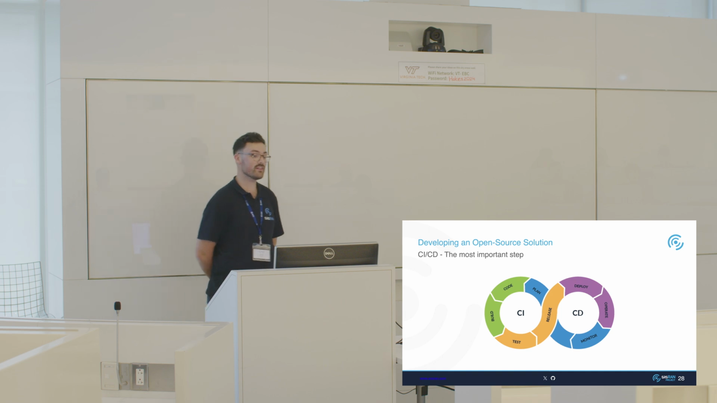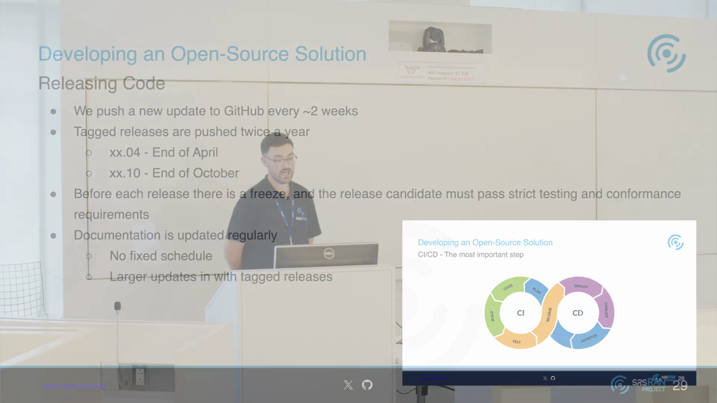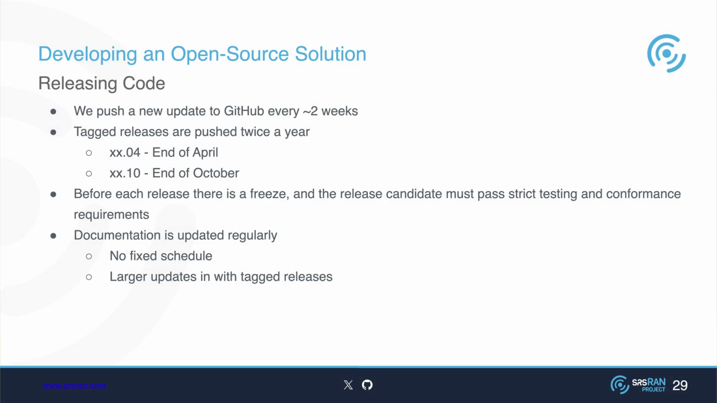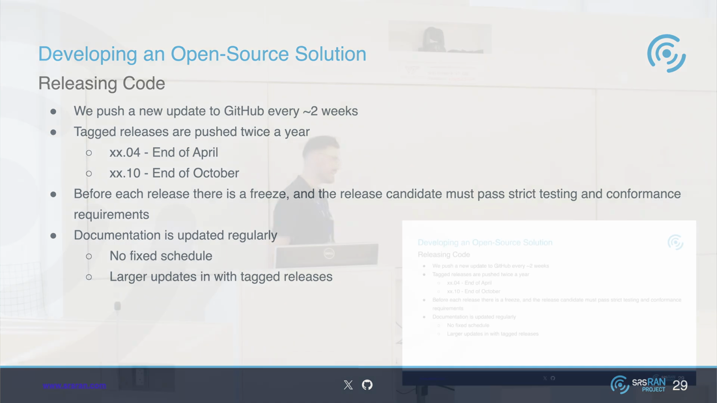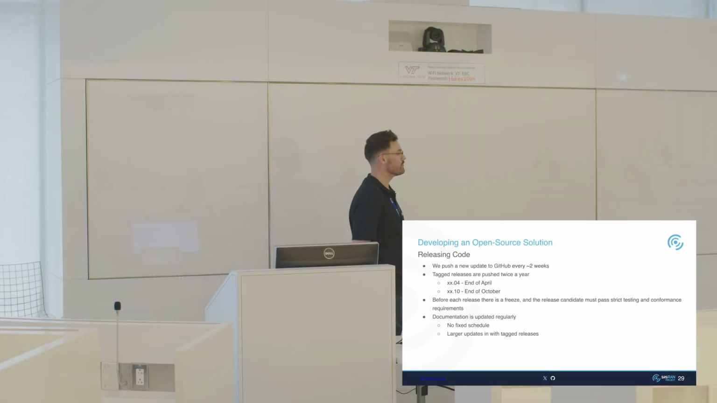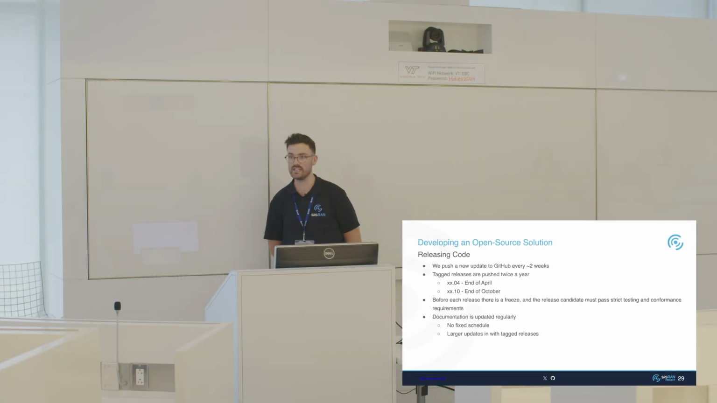And so before each release, there's a freeze. So this is a feature freeze. And the release candidate must pass strict testing and conformance requirements. So this is within the CI/CD pipeline, and also with some manual testing. The documentation is updated regularly, so there's no fixed schedule for that. We just put things out as we need them.